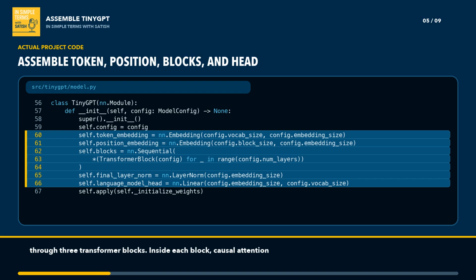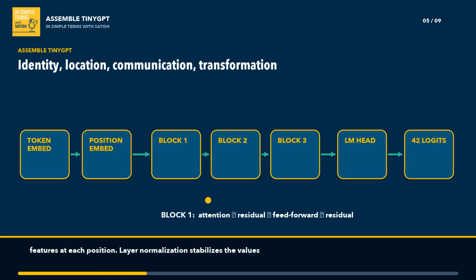Inside each block, causal attention communicates across time. A feed-forward network transforms the features at each position. Layer normalization stabilizes the values, and residual paths preserve a direct route around each sublayer.